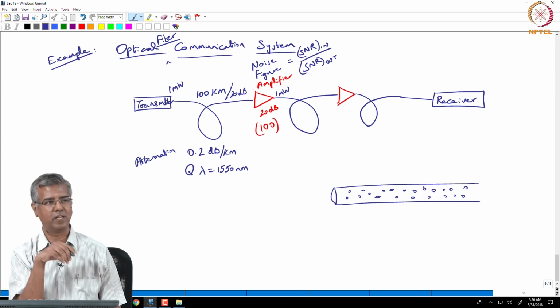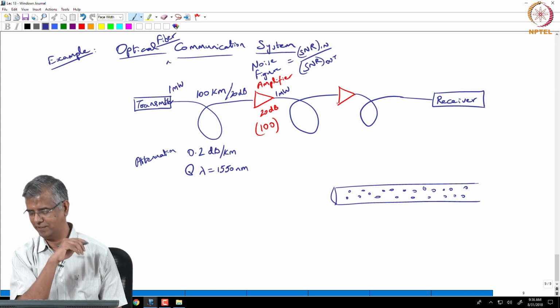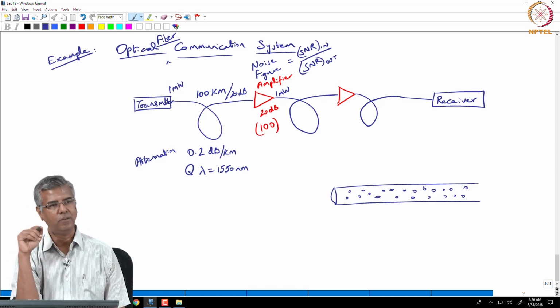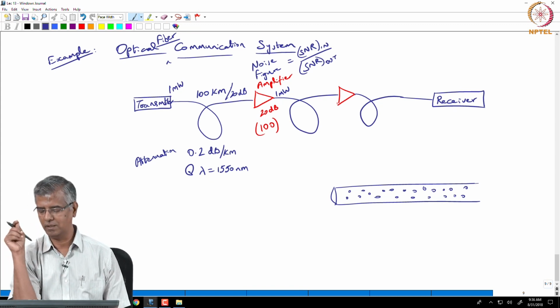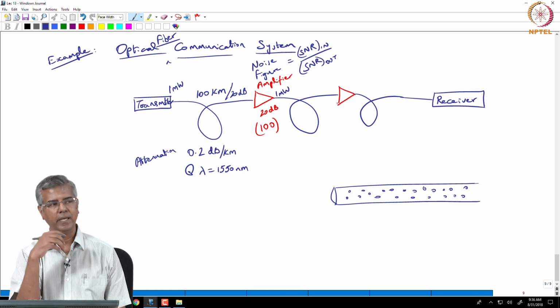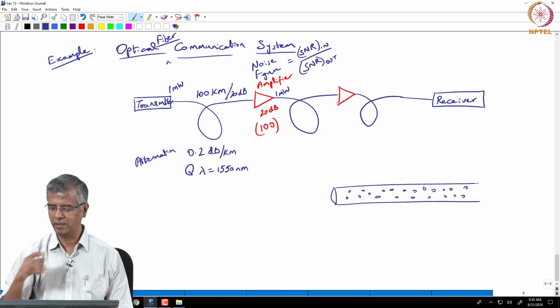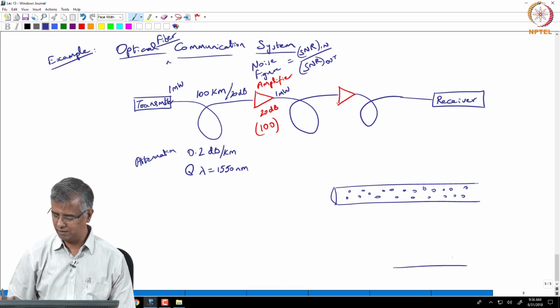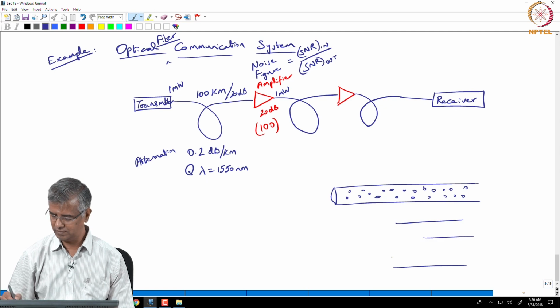We won't go into the details of how erbium got in there. There is some solution doping method and all that. We won't go into the details of that, but if you impregnate this glass with erbium, so the erbium ions are sitting inside, then erbium specifically has an energy level like this.